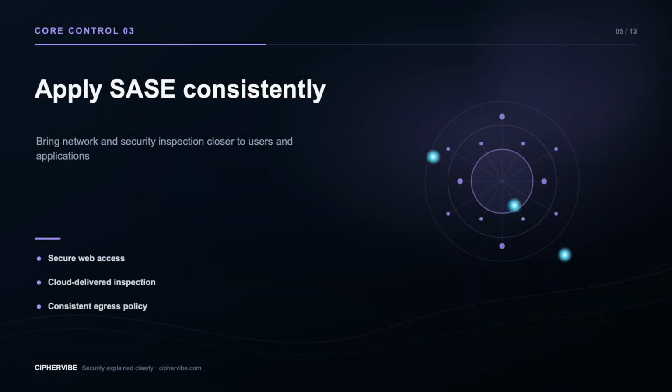The third building block is apply SASE consistently. Secure Access Service Edge platforms combine functions such as secure web access, CSE-style controls, firewalling, and ZTNA. Their value comes from consistent policy and evidence across distributed users and branches, not from simply moving an existing network rule set into a new service.